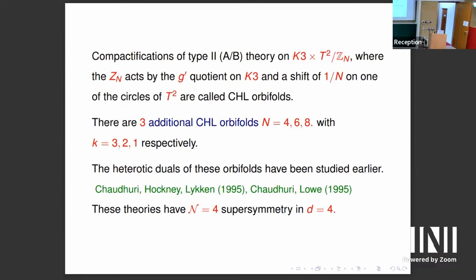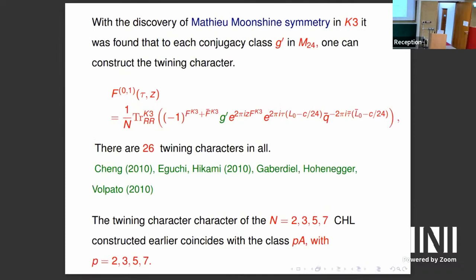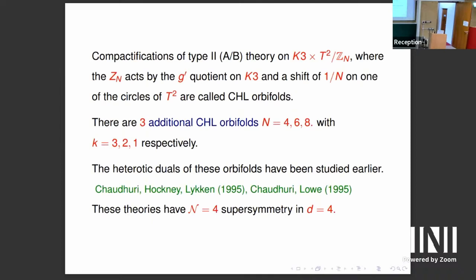And there are three additional geometric ones which were known from the days of the 90s, I think, called CHL, for 4, 6, and 8, which were non-prime actually. And all of these quotients don't act on the other 0, 2 forms and so on. So they all preserve the N equals 4 supersymmetry in d equals 4. These are not prime. When you say not geometric, they are in some 7B, 7C.